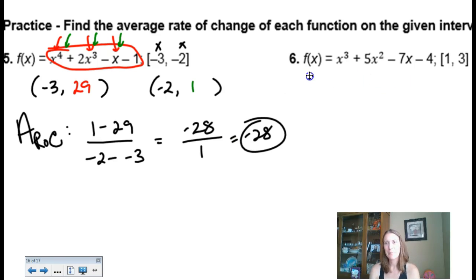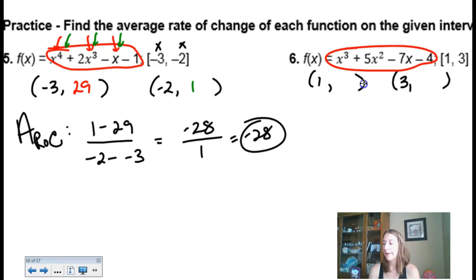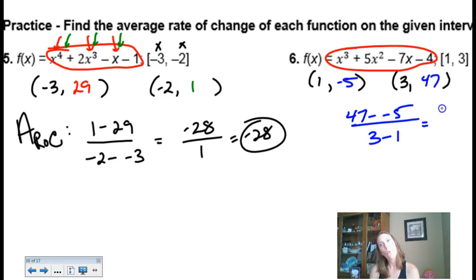The same thing here. My first ordered pair is going to have an x value of 1, and the next ordered pair, an x value of 3. Going into the function, I already did this, so I'm going to pull the numbers. I know you guys can plug in just fine. Just watch your parentheses. Some of you are big believers in the table, and you like to use the table for this part. That's fine. 47 minus -5 over 3 minus 1. So 52 over 2. So the average rate of change in this question is 26.